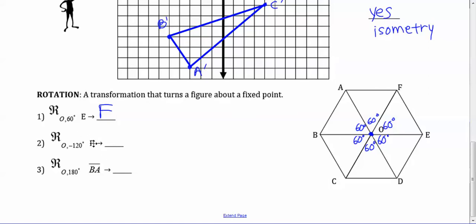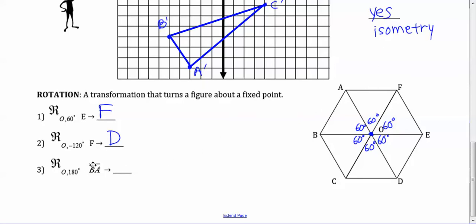Now it says I'm going to start at F, I'm going to go around O, negative 120 degrees. So now if I start here at F and I go clockwise, here's 60 degrees, here's 120 degrees. So I would end up at D. So that's going to be my image. F was my pre-image and D is my image.